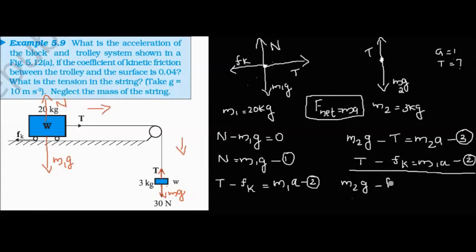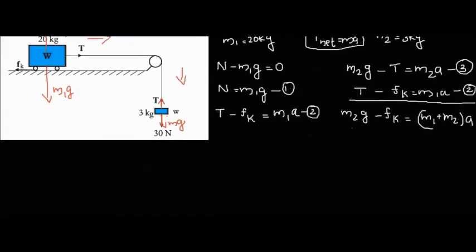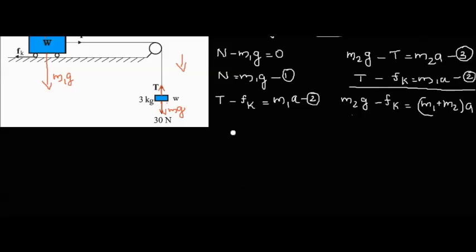m2g minus Fk is equal to m1 plus m2 into a, right? m2g minus Fk is equal to m1 plus m2 into a. From that the acceleration a is equal to m2g minus Fk divided by m1 plus m2.